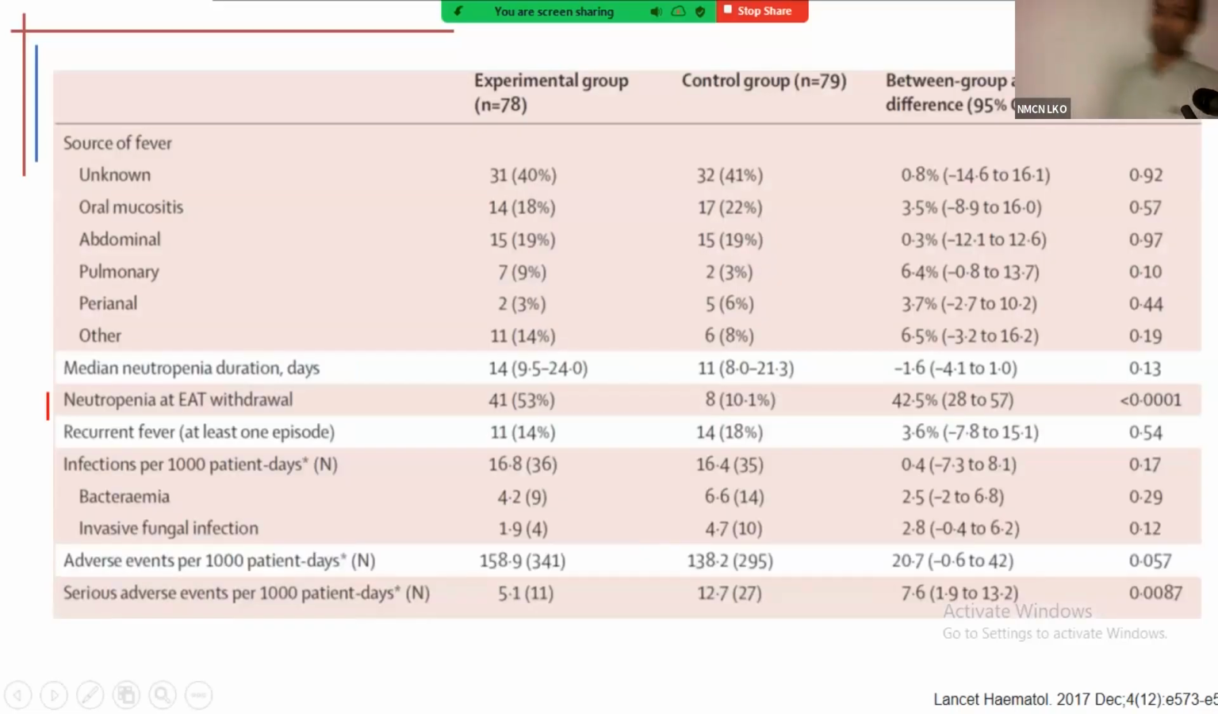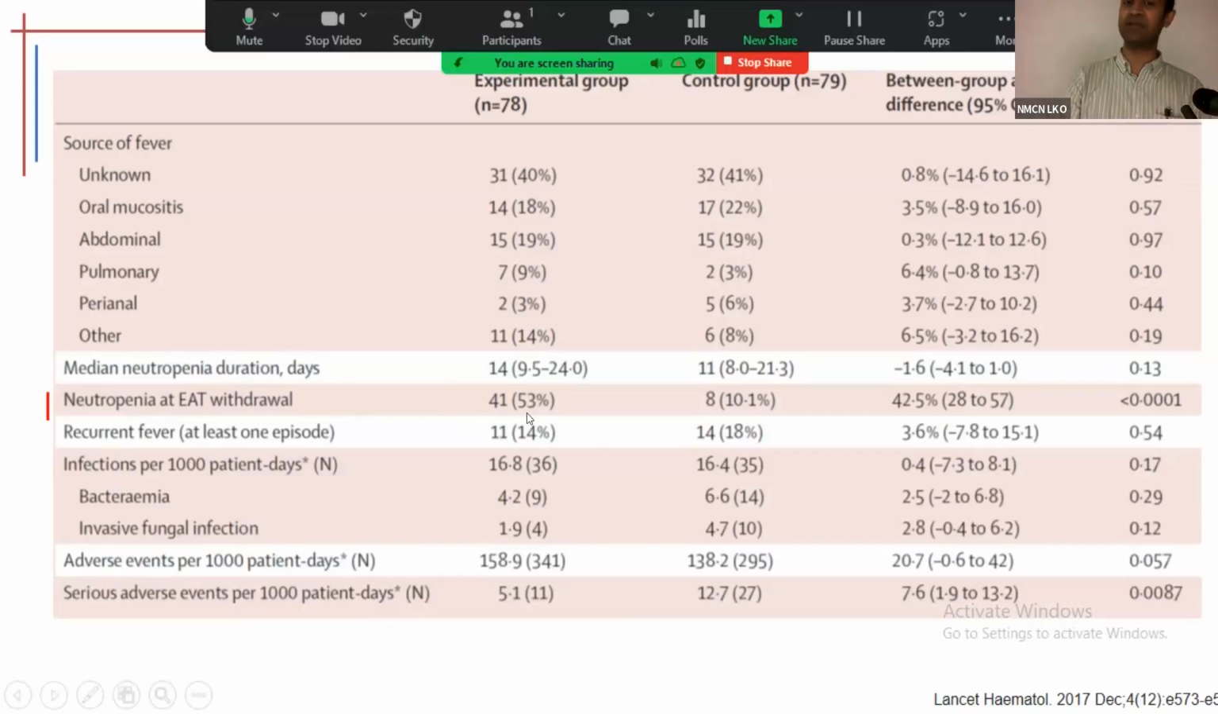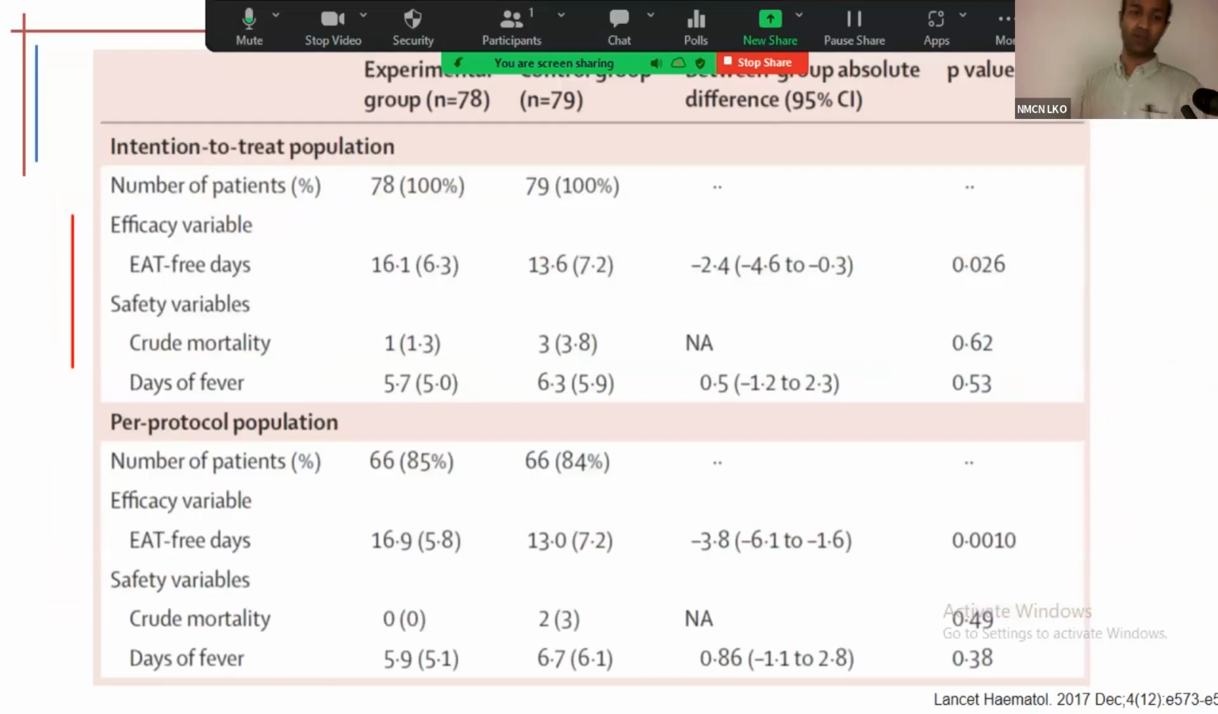And what did they see? So definitely persistent neutropenia at the time of withdrawal of empiric antibiotic therapy was higher in the experimental group, 53% versus only 10.1% in the control group. But did it really affect outcomes? And that is the important question here.